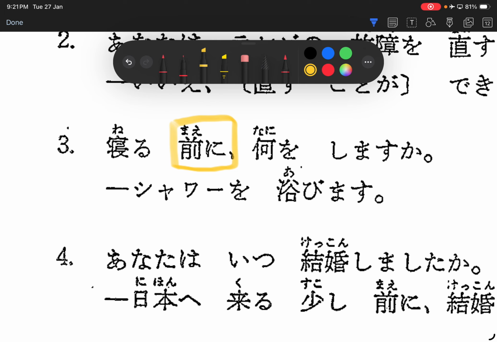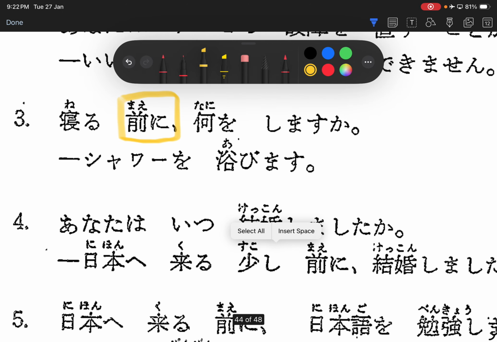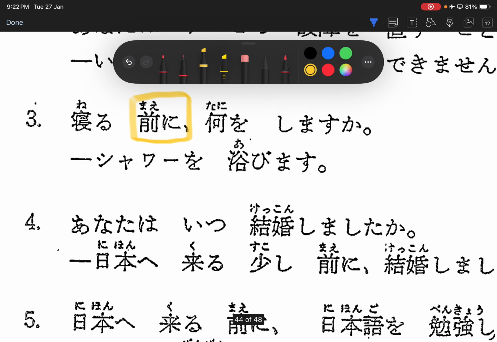シャワーを浴びます。浴びます is like shower, but I told you just now it can be sunlight, something you're exposing yourself to. So シャワーを浴びます. It's not really like bathe, it's more like I expose myself to water, I shower myself with water. So abimasu is like shower. So I shower.